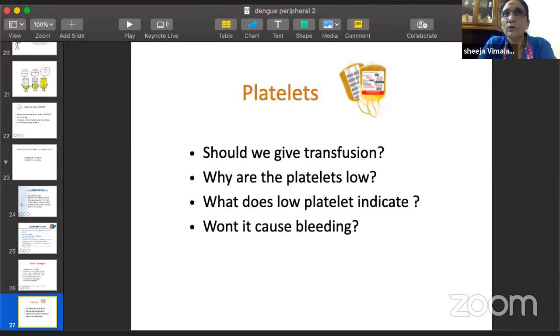So there is no role for a prophylactic platelet administration because bleeding in dengue is solely not due to thrombocytopenia. So that is very important.